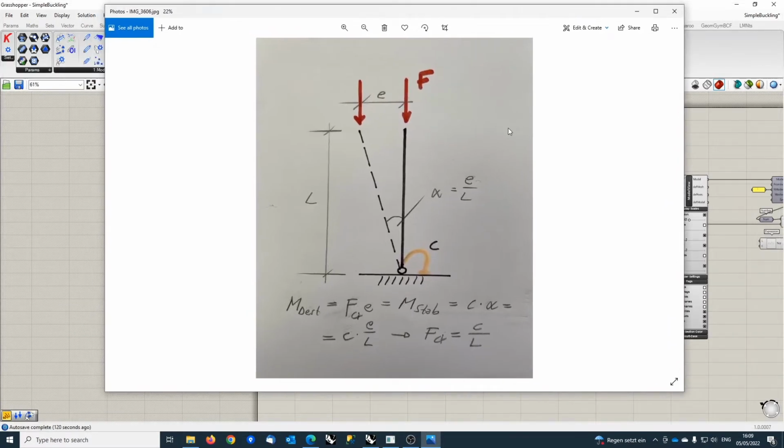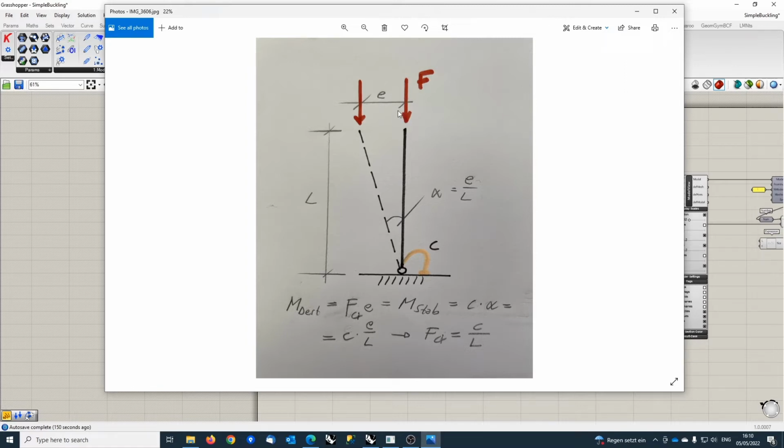The symbolic system looks like this. Here's the beam, here is the hinge with the rotational spring of stiffness C. That's the force acting. And this system is stable until this force F reaches a certain level. And at the point of instability, this beam will sway sideways.